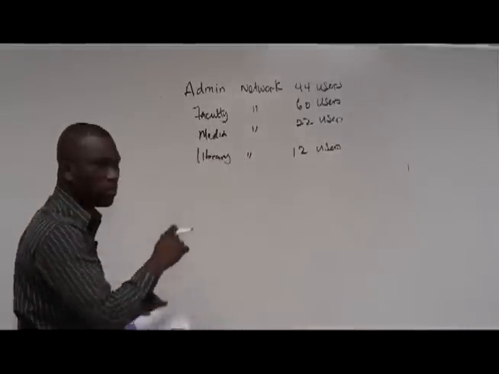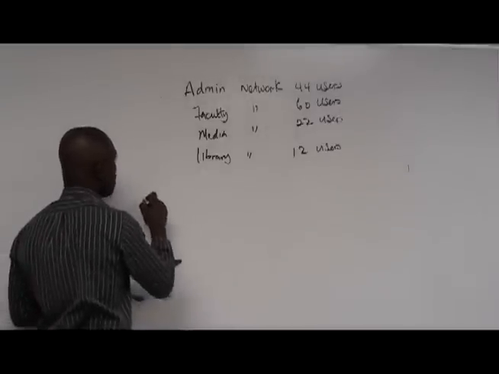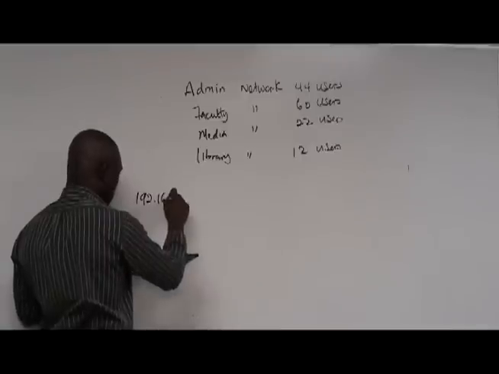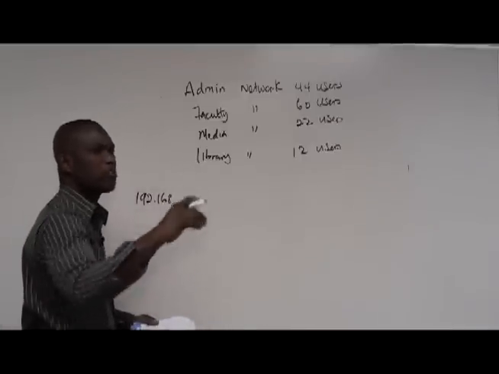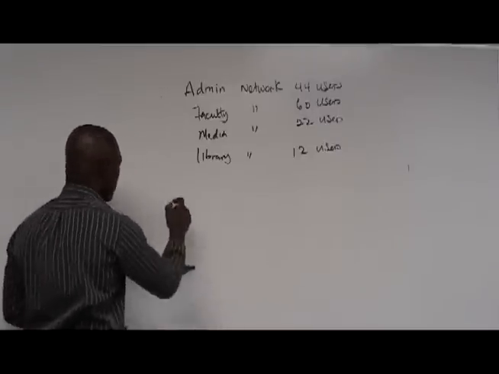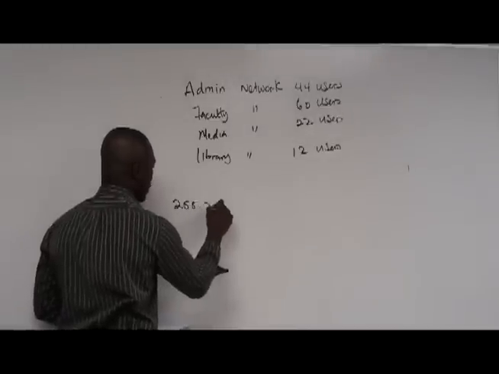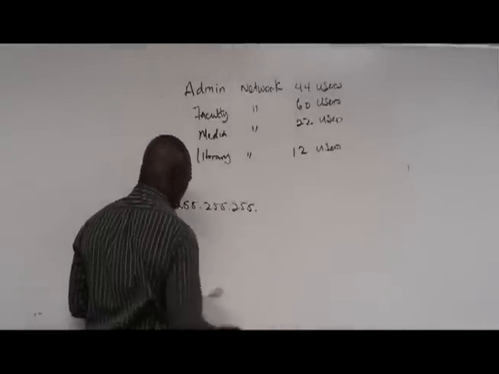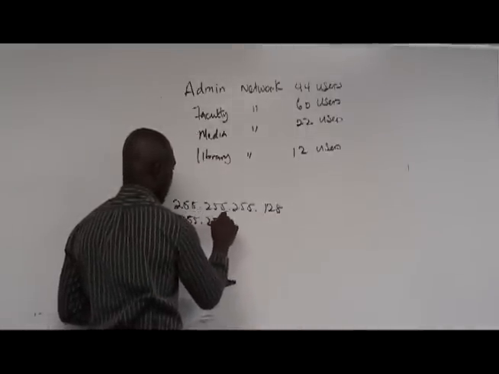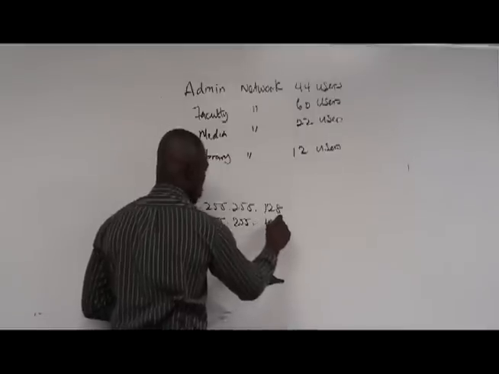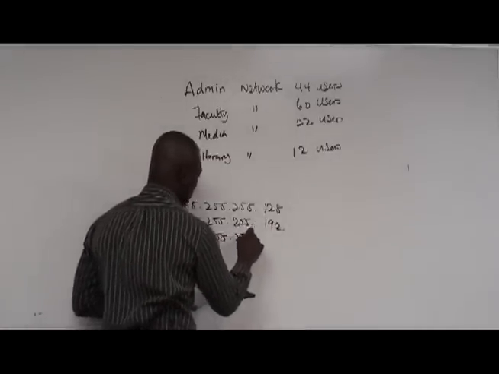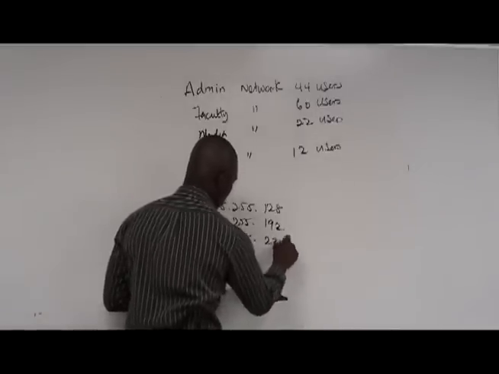Now, let me do some multiple choice. In fact, I wouldn't put IP addresses. Let me just put some subnet masks instead, in a different scenario for you all. 255.255.255.128. Right? 255.255.255.192. Right? 255.255.255.224. You all know how we get 224, right?